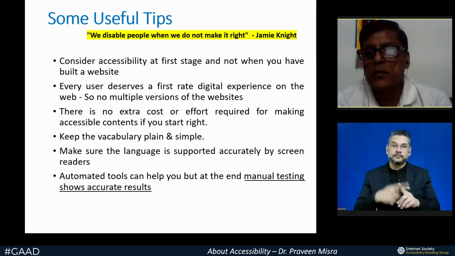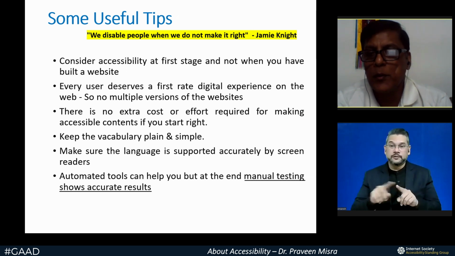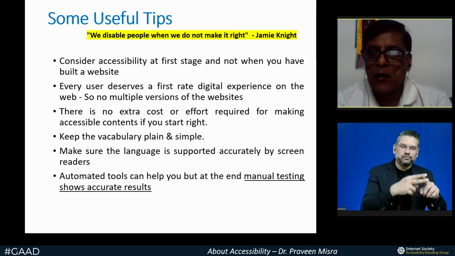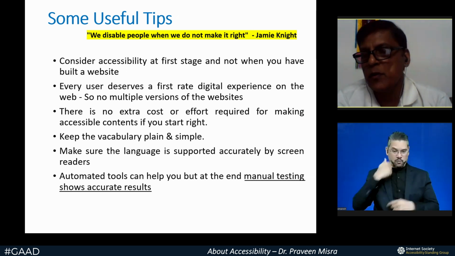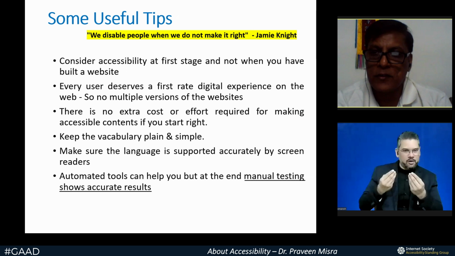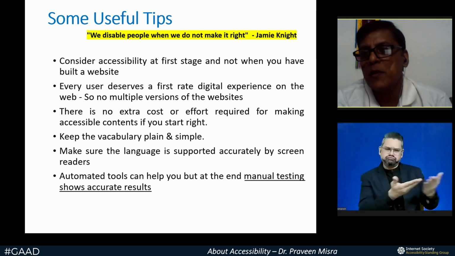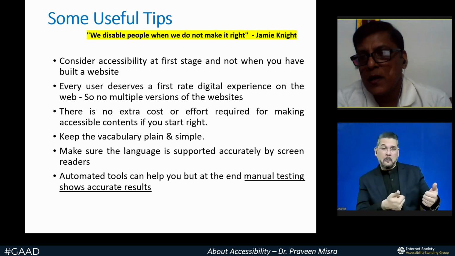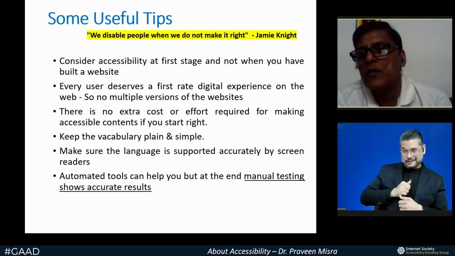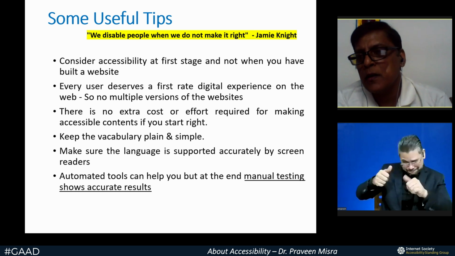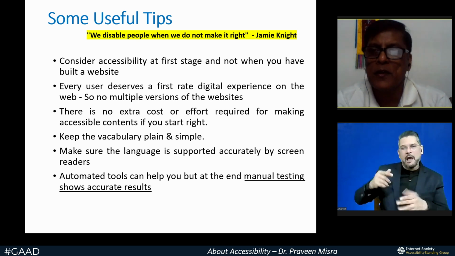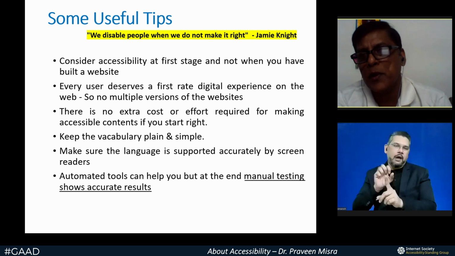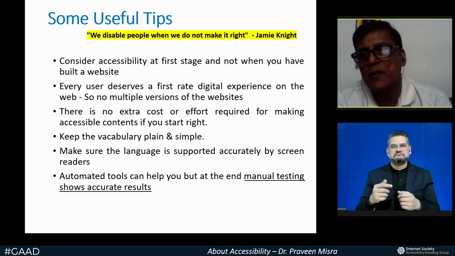And automated tools are something which would help you, but manual testing in the end is very, very important. Once you realize that your automatic tools are giving you a very high accuracy of accessibility, say 100% or 99.9%, one should go with manual testing, and that is when you would be able to get into the finer details of the errors that a user may be facing, identify that, and make those corrections to make the contents 100% accessible.